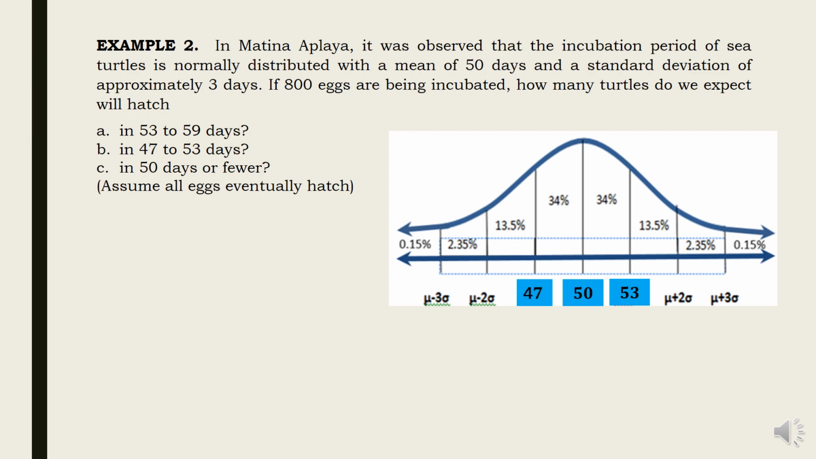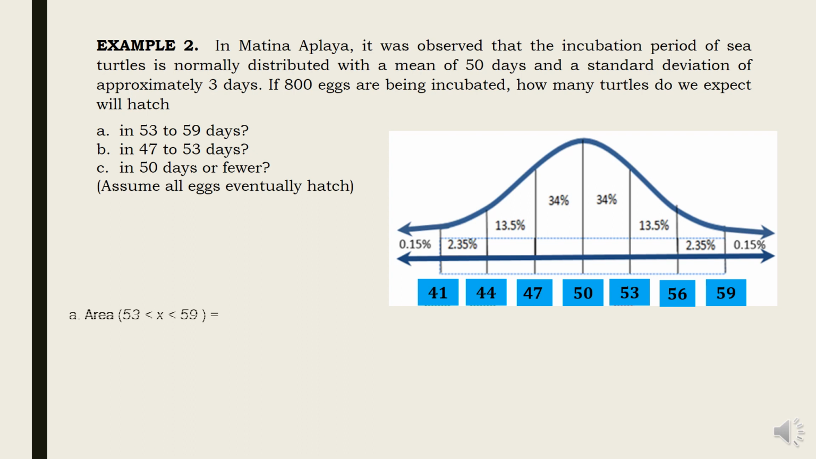Two standard deviations above the mean is 56, while two standard deviations below the mean is 44. Three standard deviations above the mean is 59. And finally, we have three standard deviations below the mean, which is 41. Since you already have the normal curve distribution, let us now answer letter A.